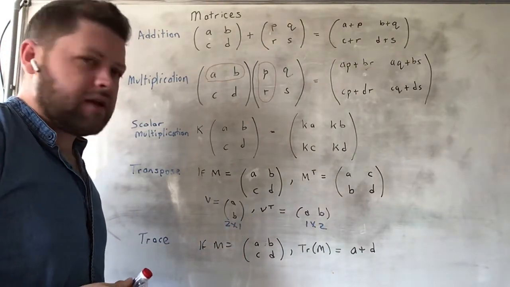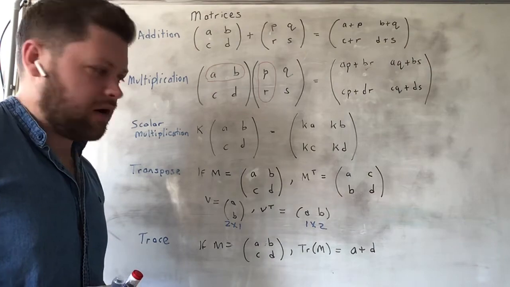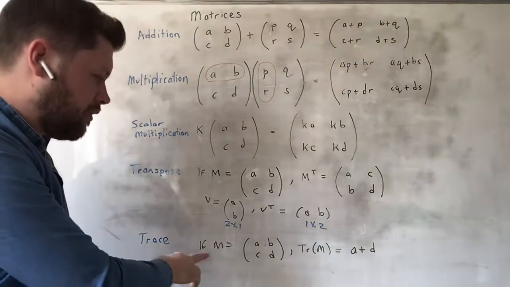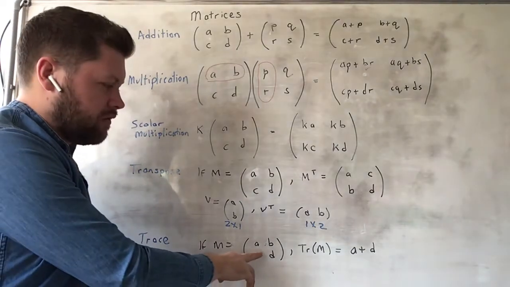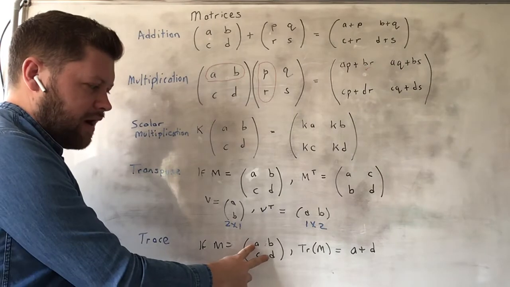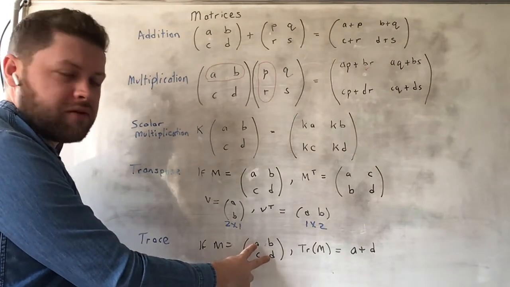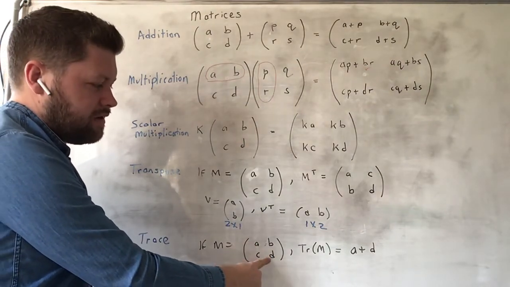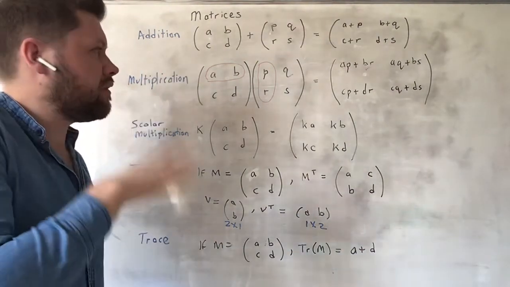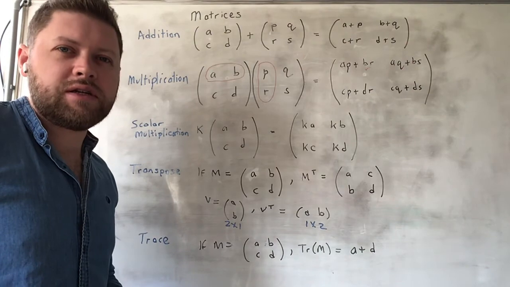Okay, and then the last thing I want to highlight is the idea of the trace of a matrix. So if you have the matrix M, as usual A, B, C, D, the trace of the matrix is you add the diagonal elements. So in this case you add A to D. Okay, that's the trace. So these ideas will come in handy in the coming videos.